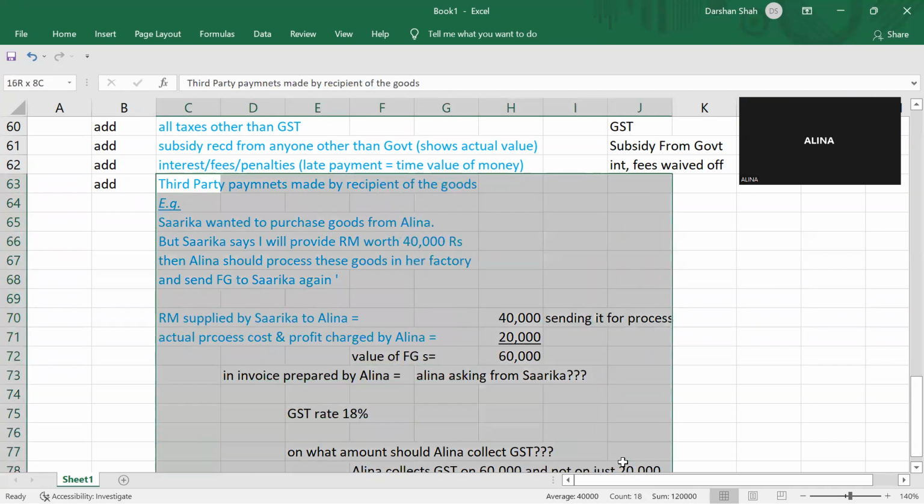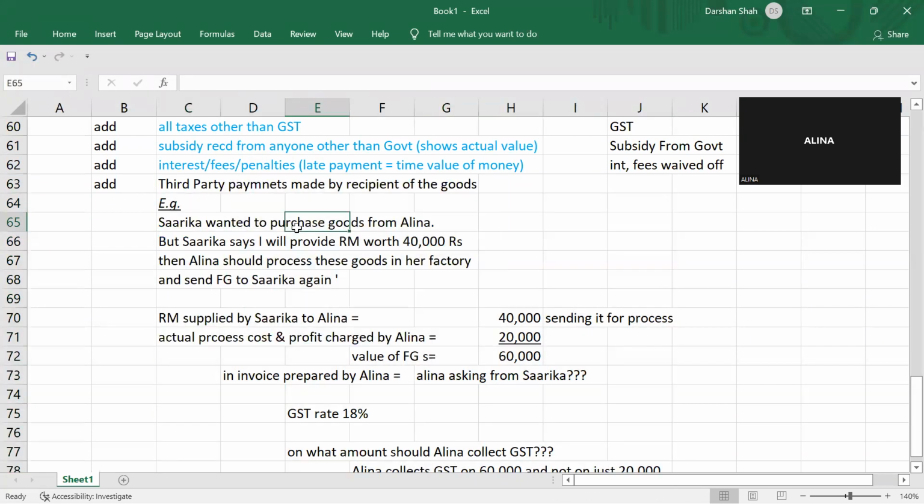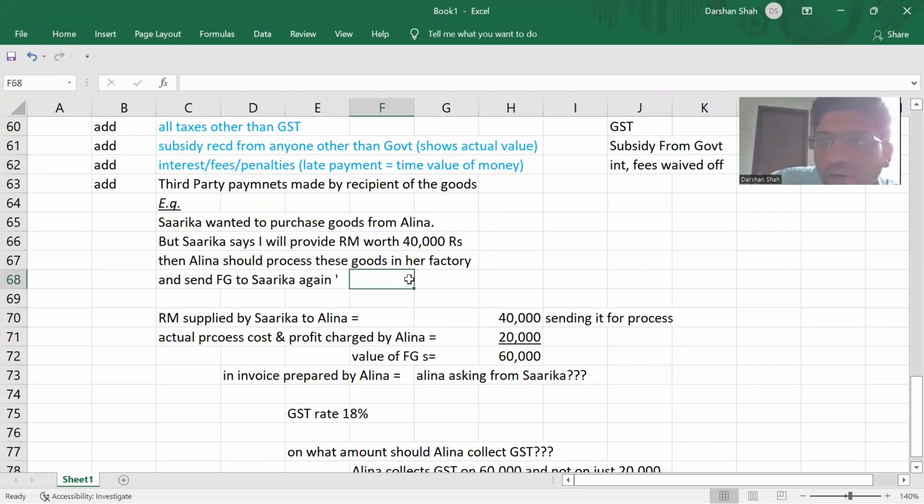Sir, the example is fine, but can you just explain third-party payments made by recipient here? Who is the recipient in the example? In the example, Sarika is the recipient of the goods. Alina is going to give the goods to Sarika. But Sarika said, don't give me the finished goods, I'll supply you the raw material. You just process and give me the finished goods. So Sarika is the recipient of the finished goods, and Sarika is still making payments for raw material. So those payments should also be included.